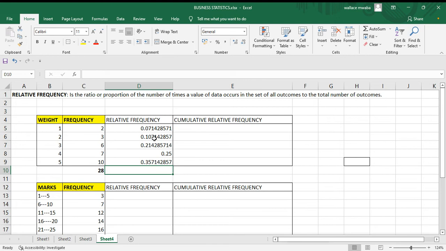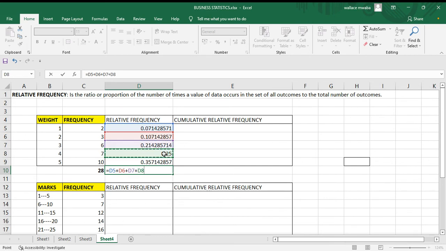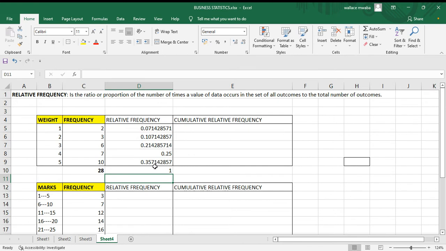So we're going to now total up our relative frequencies. The relative frequency always has to total up to 1. If it doesn't total up to 1, then there's a mistake somewhere. Let's add all the relative frequencies together, and we get 1. So we are correct on this one.